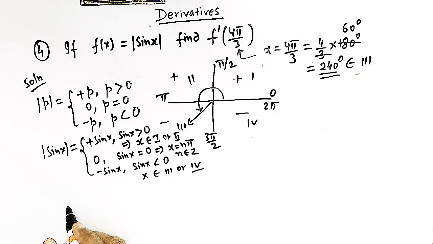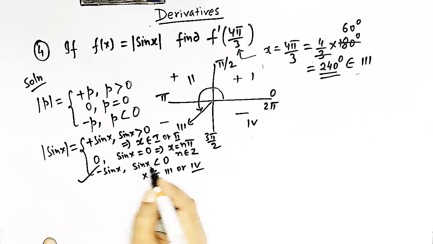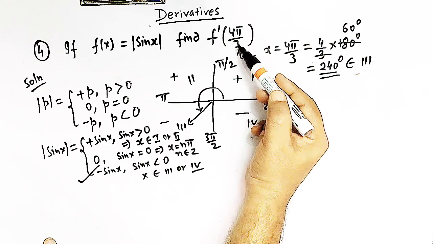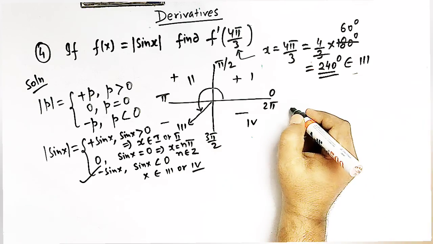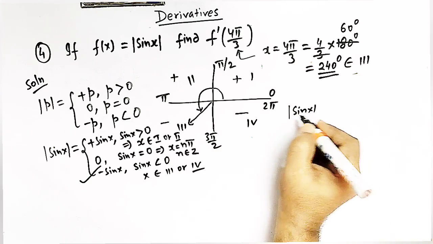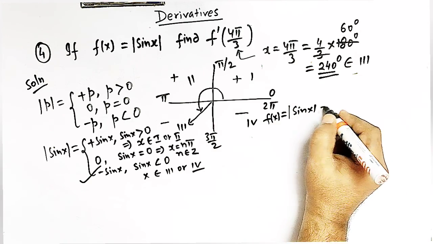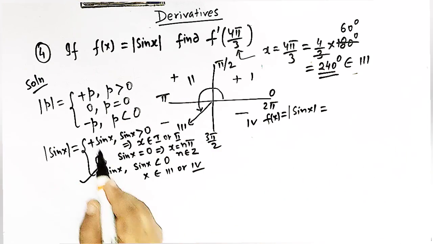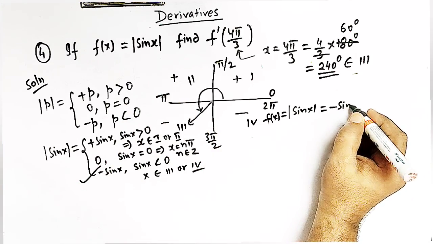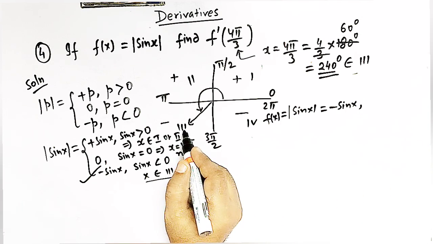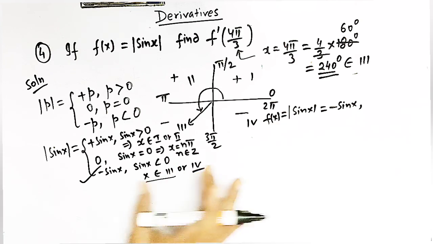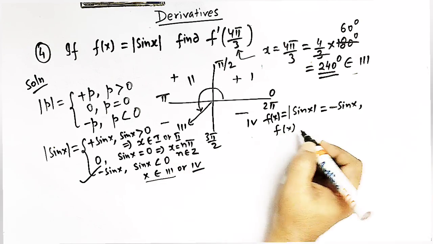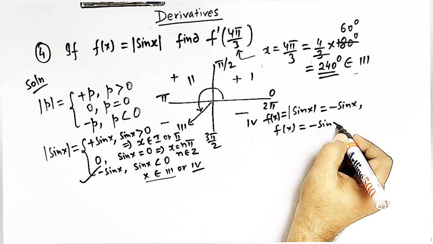So here we have to make use of this part of the definition, because our x, that is 4 pi by 3, belongs to the third quadrant. So now mod of sine x, that is f of x, can now be written as negative of sine x, because x belongs to the third quadrant, right? So we have to make use of this part of the definition. So our function f of x is equal to negative of sine x.